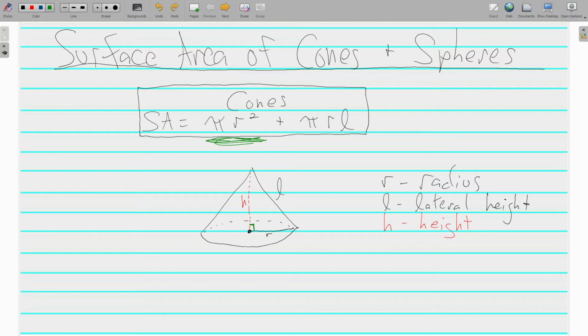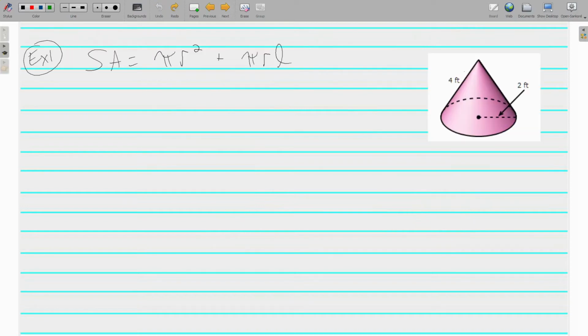Let's do a couple of these. Pi r squared plus pi r L. Feel free to pause and get yourself set up, or try it on your own first if you want, and then hit play to see how it goes. I'm just going to substitute in everything that I know. Pi, we're going to use 3.14, and the radius of this cone is 2 squared, plus pi r L, 3.14 again, times 2. And L is 4.